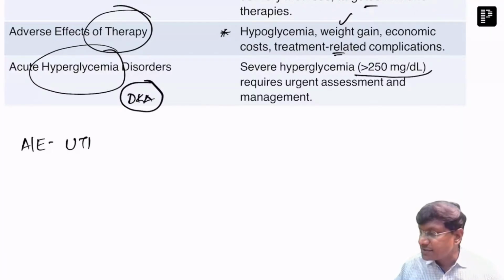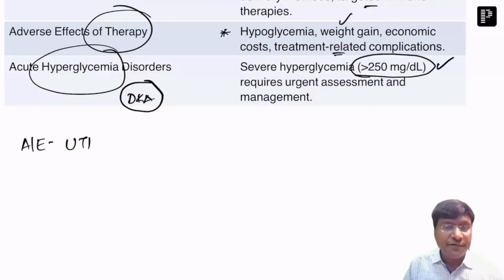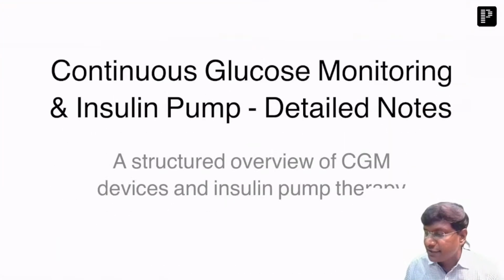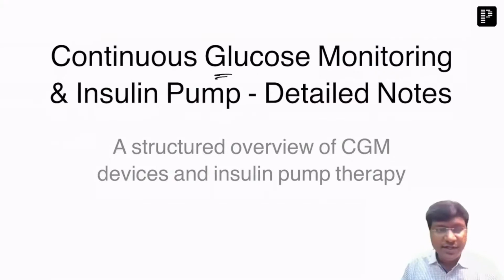The blood glucose level should definitely be more than 250 milligrams per deciliter to call it diabetic ketoacidosis. Okay. Now, an important part of the discussion is the CGM, the continuous glucose monitoring. These are new devices. You need to be aware of these CGM devices, because being new, there will definitely be expected questions.